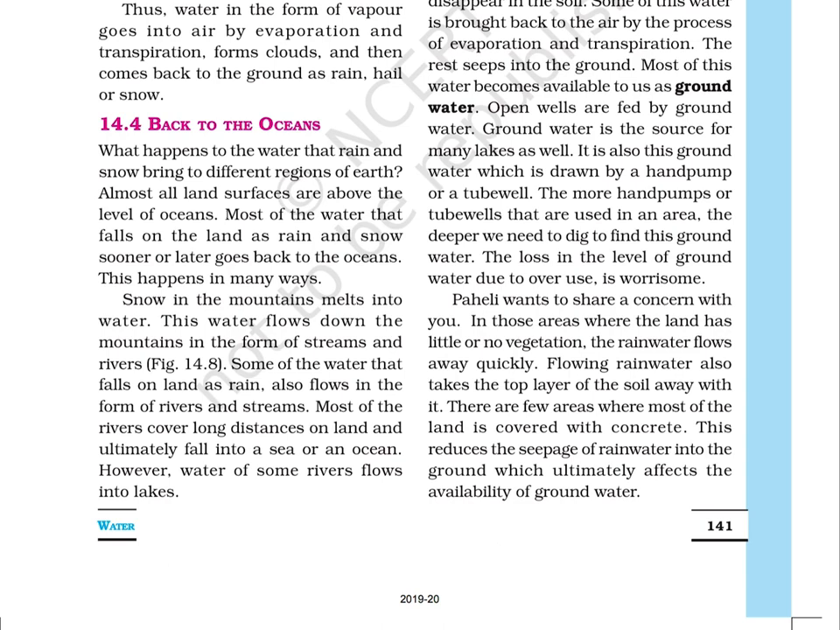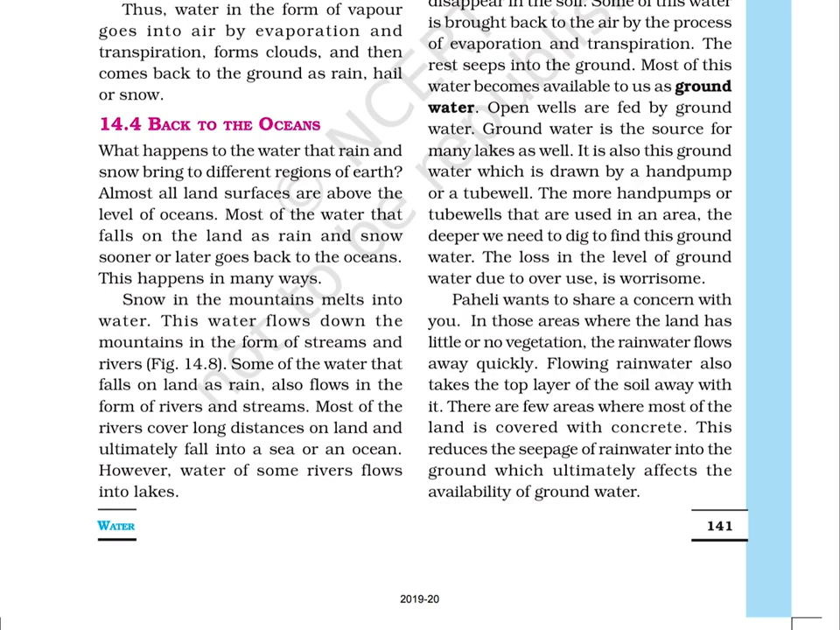The loss in the level of groundwater due to overuse is worrisome. Paheli wants to share a concern with you. In those areas where the land has little or no vegetation, the rainwater flows away quickly. Flowing rainwater also takes the top layer of the soil away with it. There are few areas where most of the land is covered with concrete. This reduces the seepage of rainwater into the ground, which ultimately affects the availability of groundwater.